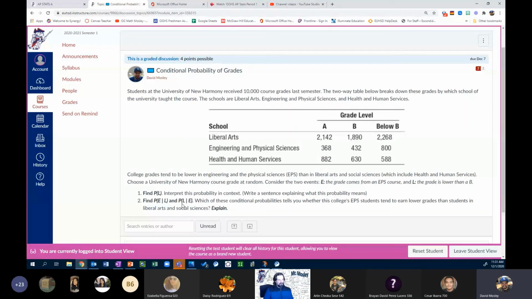And then also find the probability that the grade is lower than a B given that the grade came from an EPS course. Now we're switching the condition to the school. Which of these conditional probabilities tells you whether the college's EPS students tend to earn lower grades than students in liberal arts and social sciences? Explain. Okay. Is there anything I can clarify about this problem?